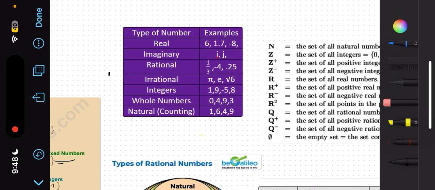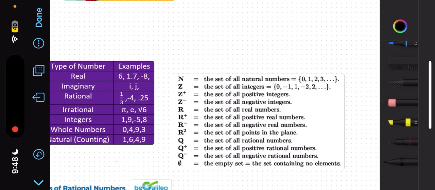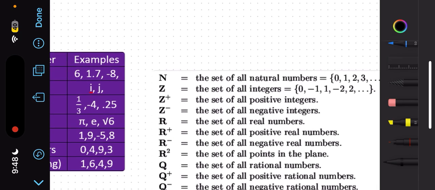Now let's come to the symbols that are used for these numbers. Every type of number has a symbol. So we will be learning some of those symbols, not all. The symbols we will not be learning, I will just cut down for your ease. The set of all natural numbers is denoted by N. If you are referring to natural numbers, write N.